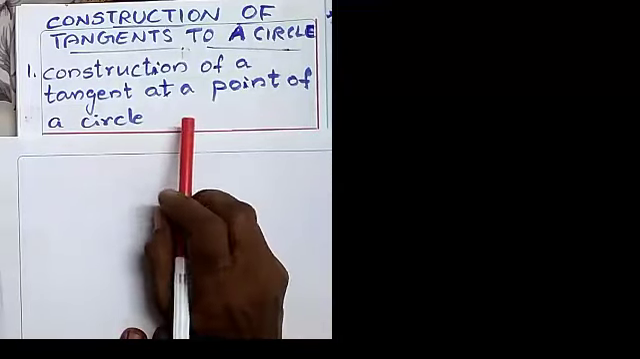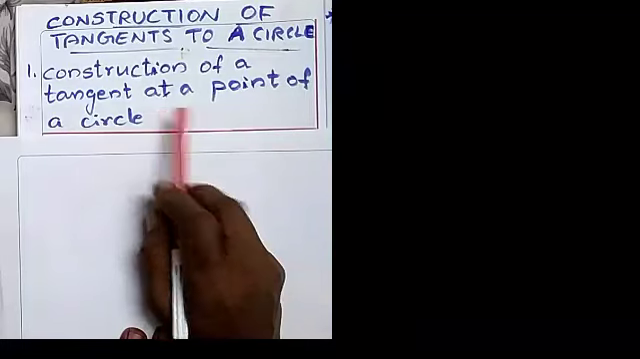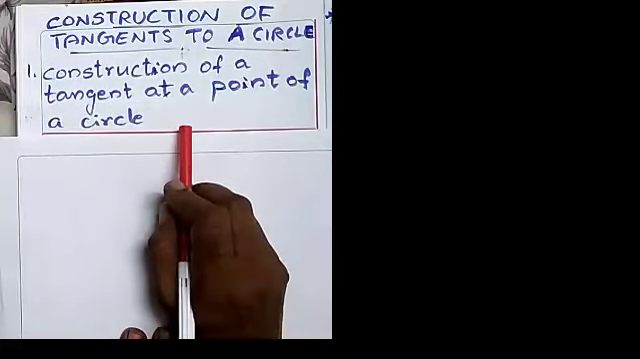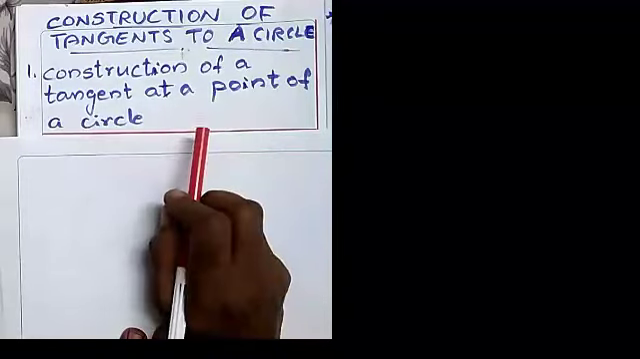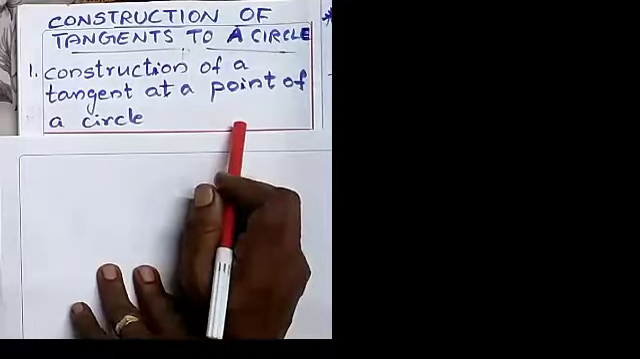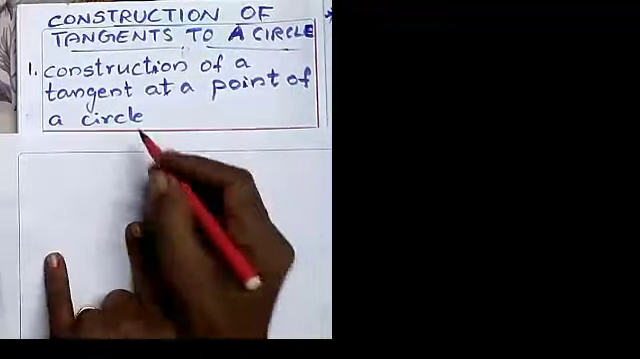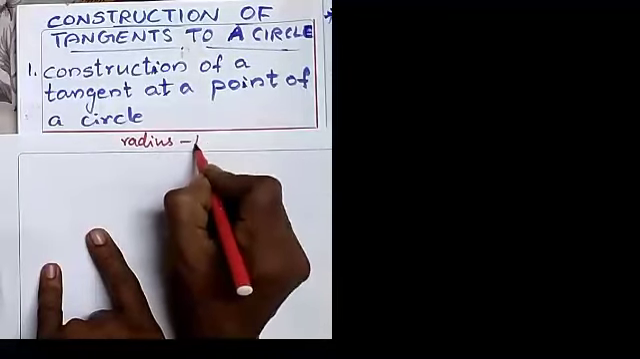So, for these types of questions, we have to draw only one tangent, and that tangent will be perpendicular to the radius through the point of contact. The tangent to a circle is perpendicular to the radius through the point of contact. By applying that idea, we have to construct this. And as one example, we can select a circle with a radius 4 centimeter.